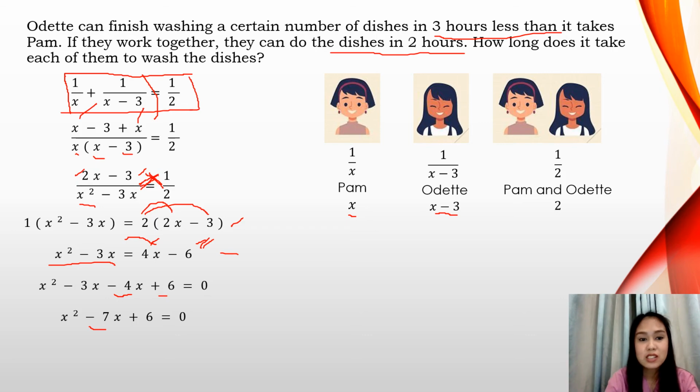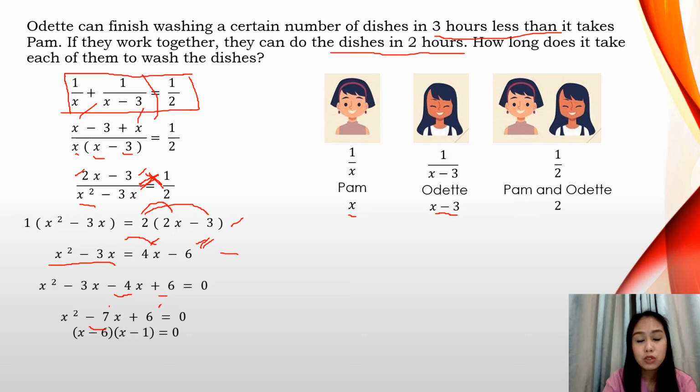Now after that, since we already have a quadratic equation, we are ready to solve for the value of x. We can use factoring, quadratic formula, completing the square, extracting the roots if that's possible. But I think it would be easier for this particular equation if we use factoring, since we know that the factors are negative 6 and negative 1. Because if we multiply negative 6 and negative 1, that would be equal to positive 6. And if we add these two numbers, it would give us the middle term, which is negative 7.